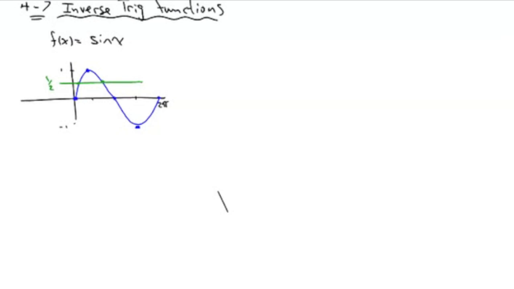So what I have to do is get kind of creative. I have to do what's called a restricted domain on the sine graph. So if we're going to restrict the domain, I want to pick a part of the graph where it is 1 to 1, but also centered or near 0. It is 1 to 1 from this point all the way to this point, but the problem is it doesn't include 0, and I'd rather it include 0.